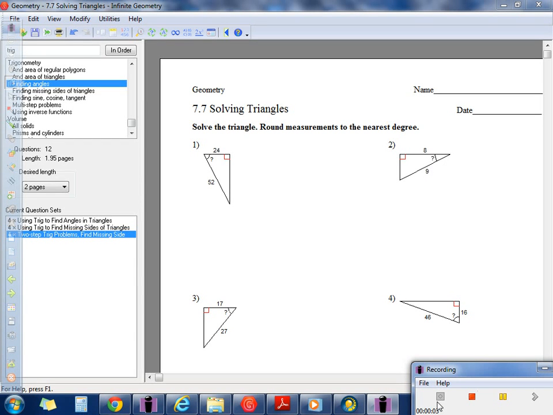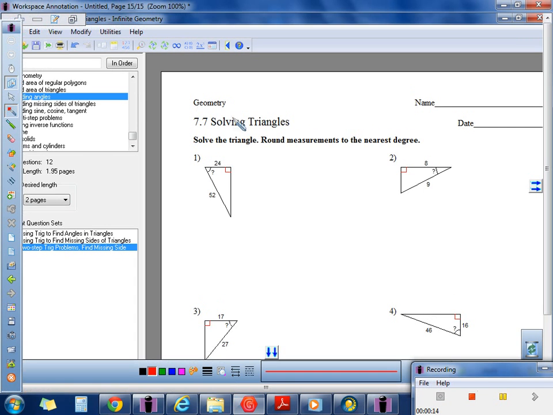Today's lesson deals with solving triangles. Solving is a little more work than what we did yesterday, but it's basically putting together all the concepts we learned from yesterday. So what does it mean to solve? We need to write this little note out to ourselves. Solving means find all parts of a triangle. Find all the parts.